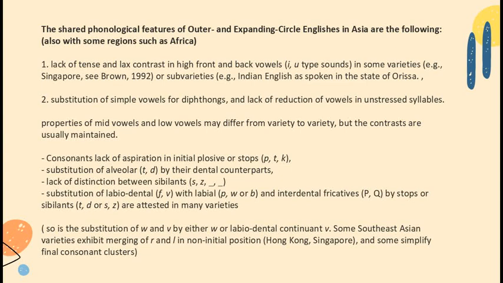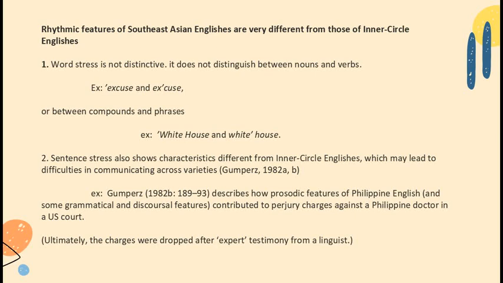Consonants: lack of aspiration in initial plosives or stops. Substitution of alveolar, lack of distinction between sibilants. Substitution of labiodental with labial and interdental fricatives by stops or sibilants. So is the substitution of W and V by either W or labiodental continuant V. Some Southeast Asian varieties exhibit merging of R and L in non-initial position, and some simplify final consonant clusters.